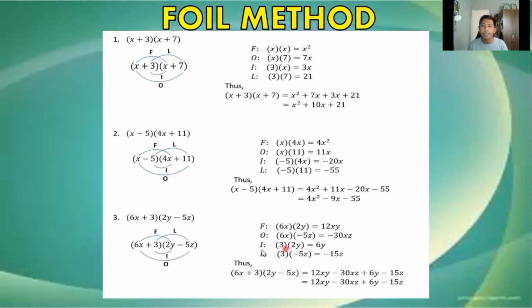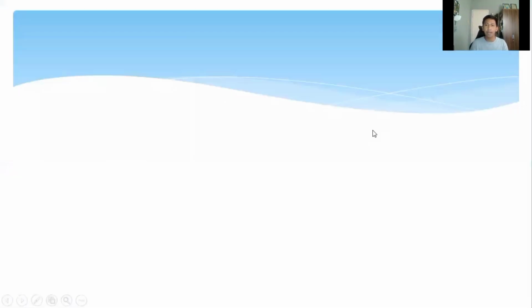And then I stands for the inner terms. We have 3 times 2y is equal to 6y. And L stands for the last terms. We have 3 times negative 5z is equal to negative 15z. And the product now, after combining like terms, we have now 12xy minus 30xz plus 6y minus 15z. So that's how simple FOIL method is. Okay, another example under FOIL method. Number 4.